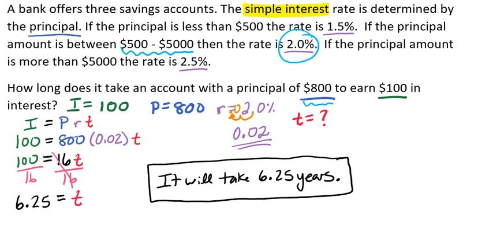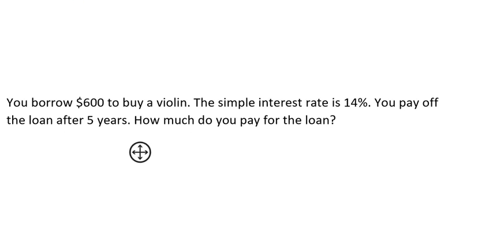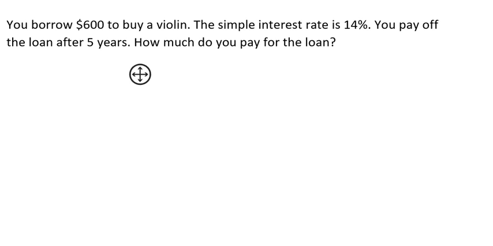Let's try another example. So in this example, let's say that you borrow $600 to buy a violin. So our simple interest rate is 14%. You pay off the loan after 5 years. How much do you pay for the loan? So here we see that we have an initial amount of $600 that we borrowed. The interest rate was 14%, and we paid it off after 5 years.